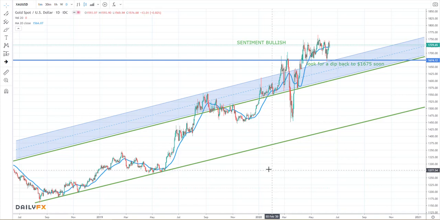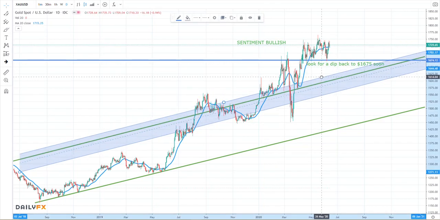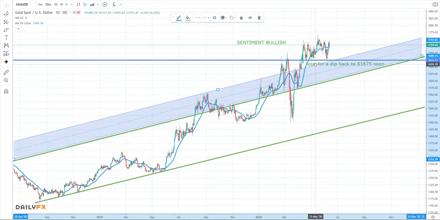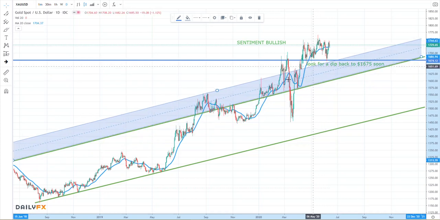Okay, cool. We are looking at the daily chart for gold here. Overall my sentiment is bullish. We've been in an uptrend for a bit and it's stuck, but I do have some warnings here to look for a dip back to 1675 soon. So let's go ahead and talk about that.